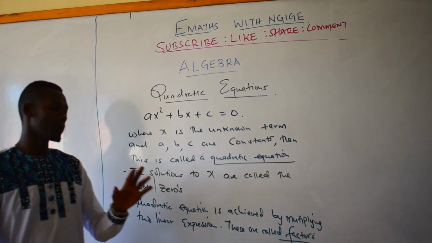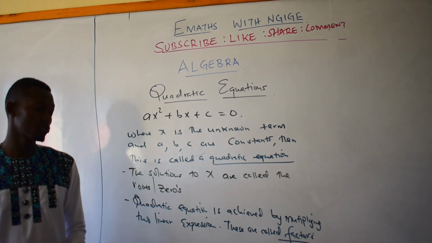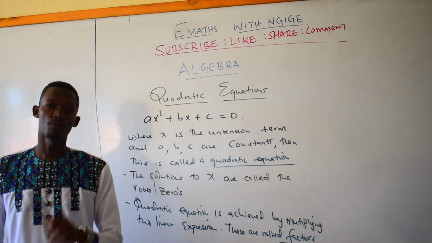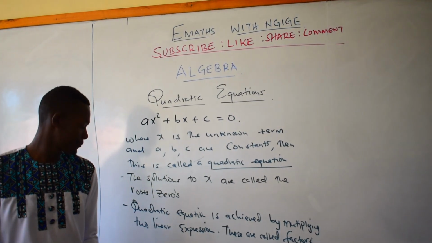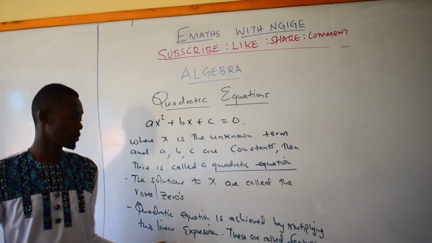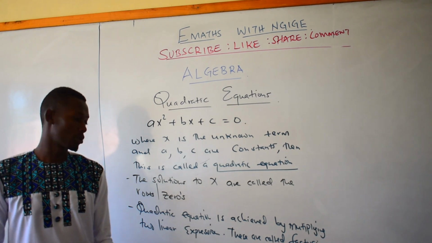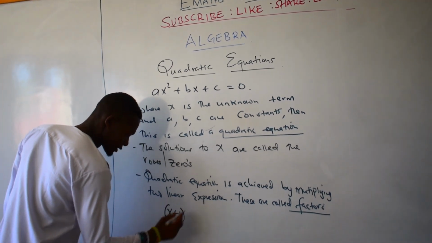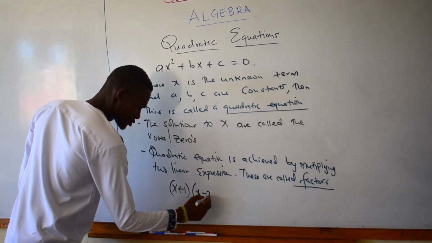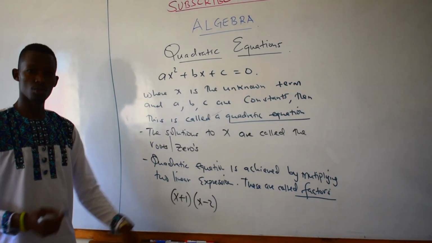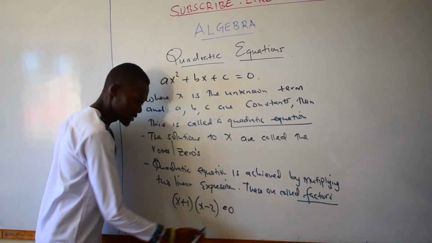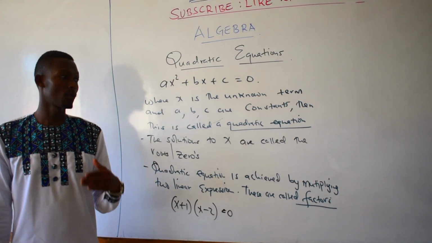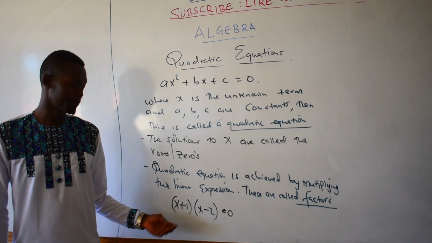So these 2 factors, when you multiply 2 or more expressions, you get a certain solution. So in our case here, they are linear expressions, then we call them the factors. So for example, you can multiply x plus 1 and x minus 2. So when you multiply these 2 and you equate them to 0, whatever you get from these 2 factors is what we call the quadratic equation.